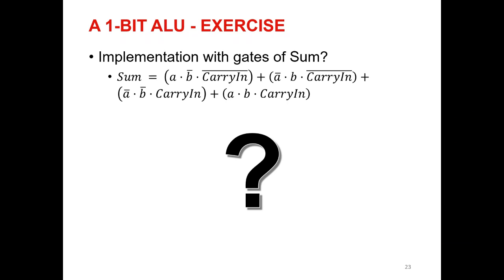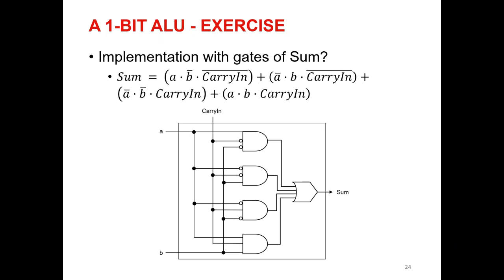Okay, time is over. So let's see how we convert this equation into a circuit. How do we implement it? It's similar to the one we have done before, but we have more gates. The first part of the equation, A and not B and not carry in, is done in this AND gate.